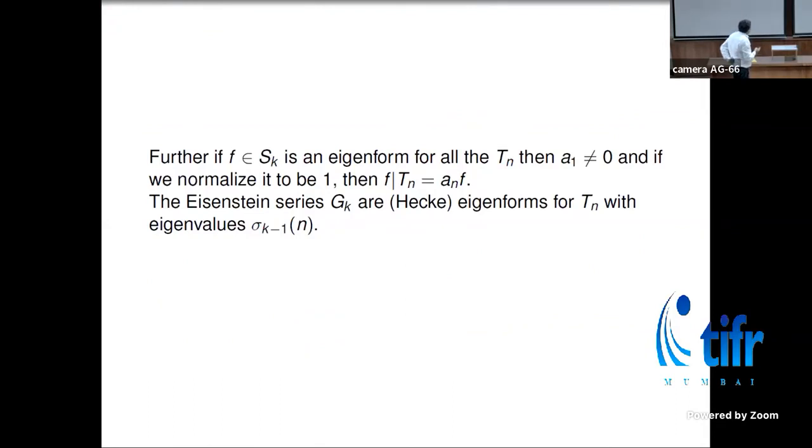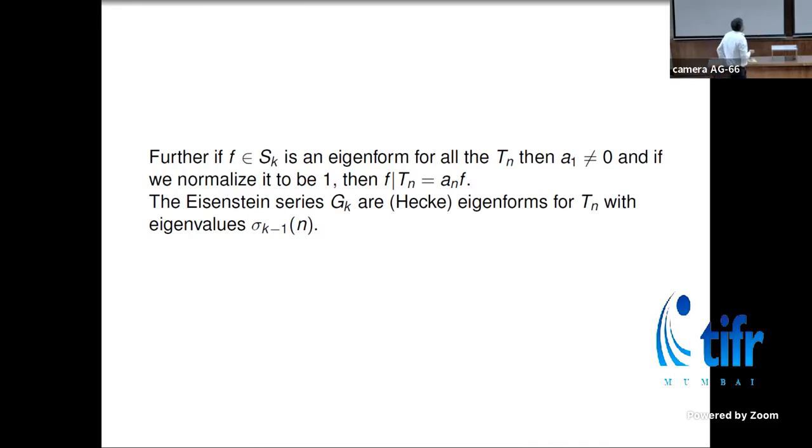And so the other property of this thing, so this is a space of operators, that is an algebra of operators acting upon this finite dimensional complex vector space, preserving the space of cusp forms. And furthermore, if you look at an eigenform for these Hecke operators, then first of all, the first Fourier coefficient is forced to be non-zero, otherwise the thing will be 0. And then you can normalize it to be 1. And then there is a link between the eigenvalues of f acting upon T sub n and the Fourier coefficients.